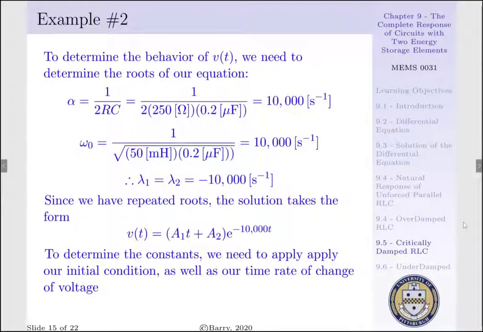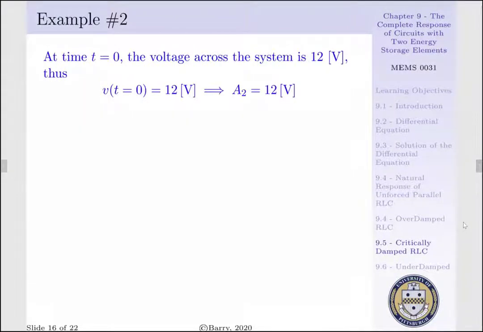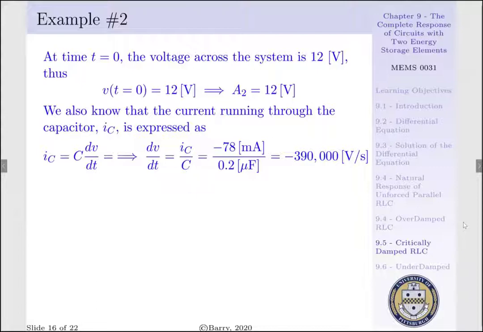To determine the constants, we need to apply our initial condition as well as the time rate of change of voltage. At time t is equal to 0, a2 is equal to 12 volts. Now, we know the current running through our capacitor is equal to our capacitance times the time rate of change of voltage across it, or the time rate of change of voltage is equal to the current running through our capacitor per our capacitance. That is, dv/dt is equal to minus 390,000 volts per second.